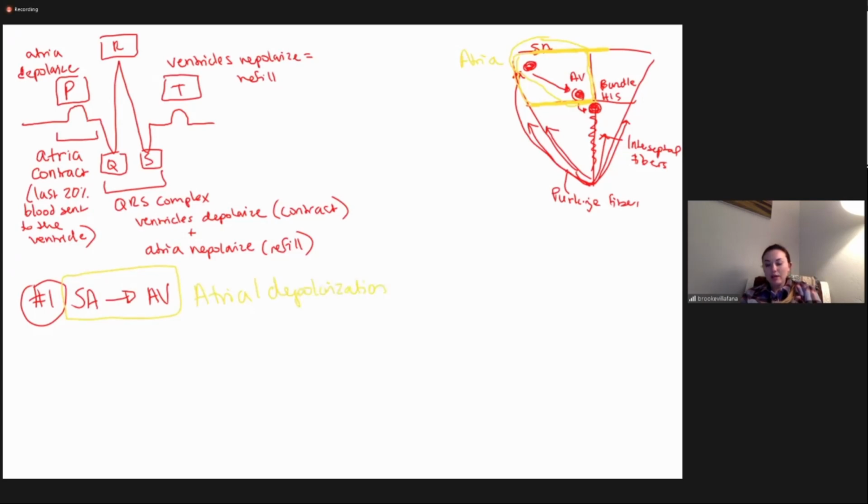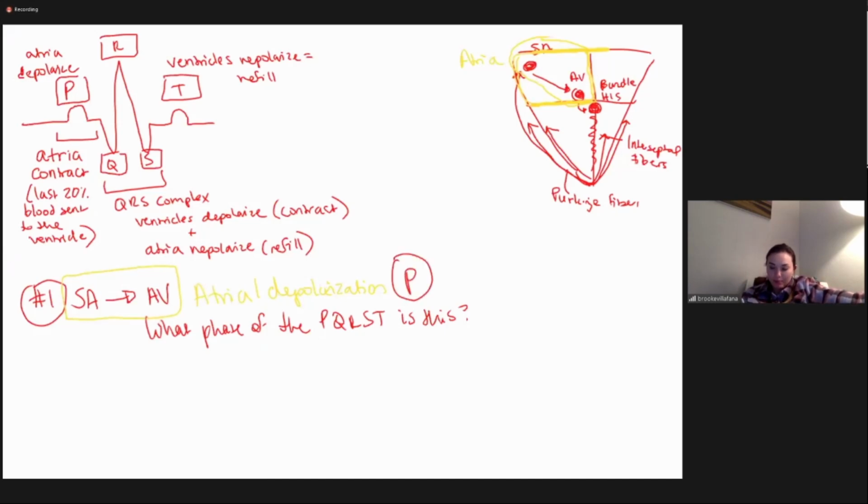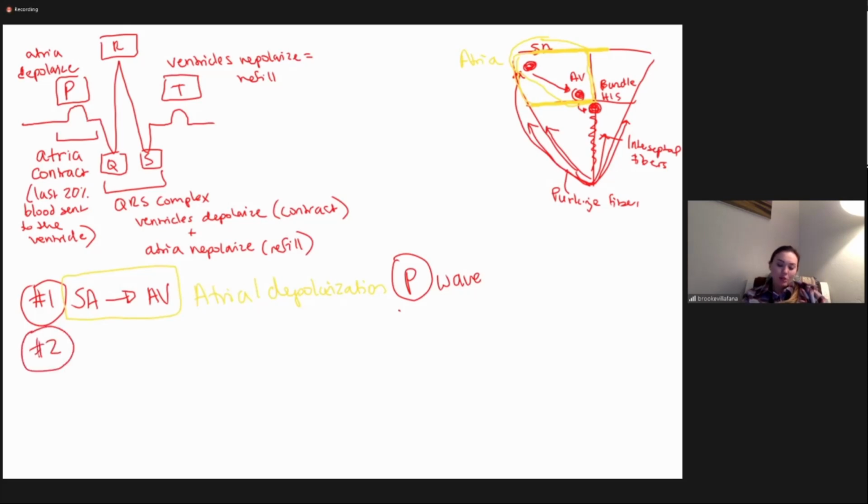If SA to AV is causing atrial depolarization, what phase of the PQRST is this? What would be SA to AV? Which phase? P, right? So the P wave represents the SA to the AV because that's when we have atrial depolarization. Good. Okay, so what's our next step?